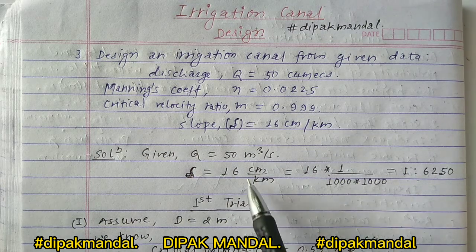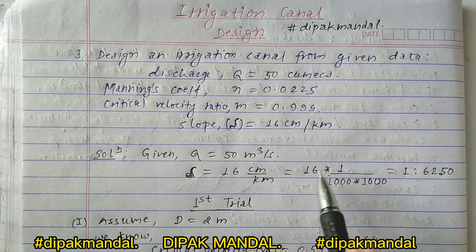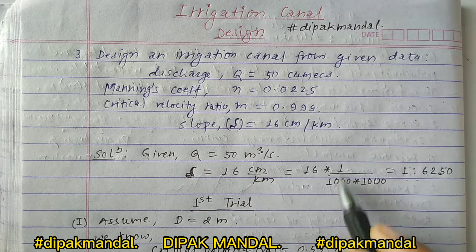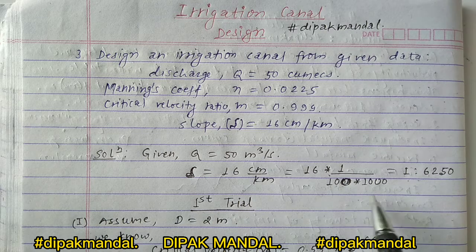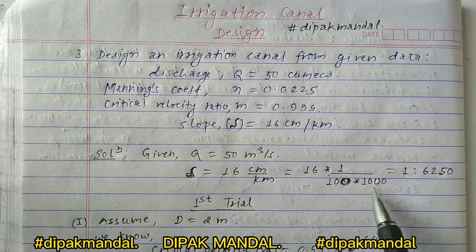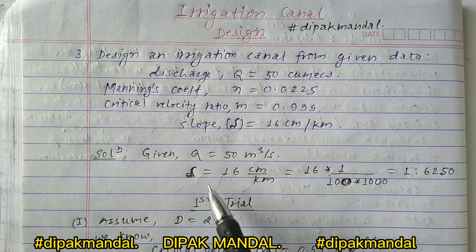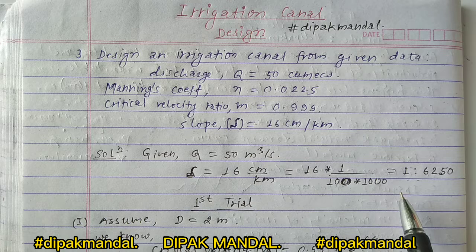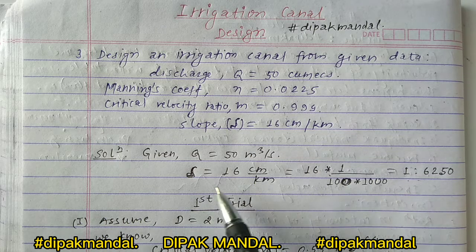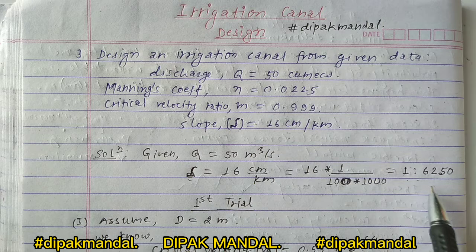As we know, for the conversion of cm into meter we have to divide by 100, and for converting kilometer into meter we have to multiply by 1000. After calculating this value, we get the value of slope equal to 1:6250. So this is the value of slope, S equal to 1:6250.